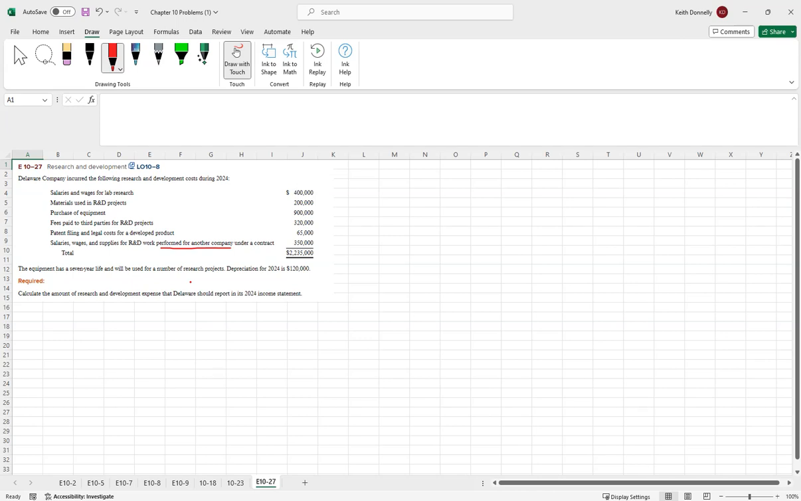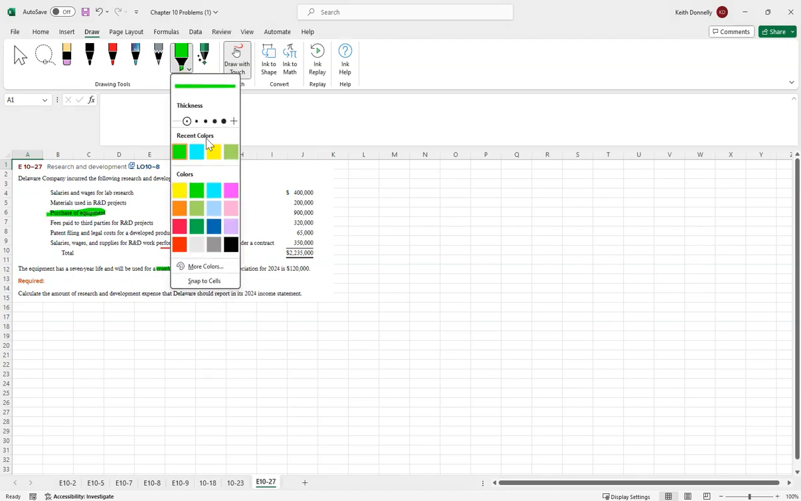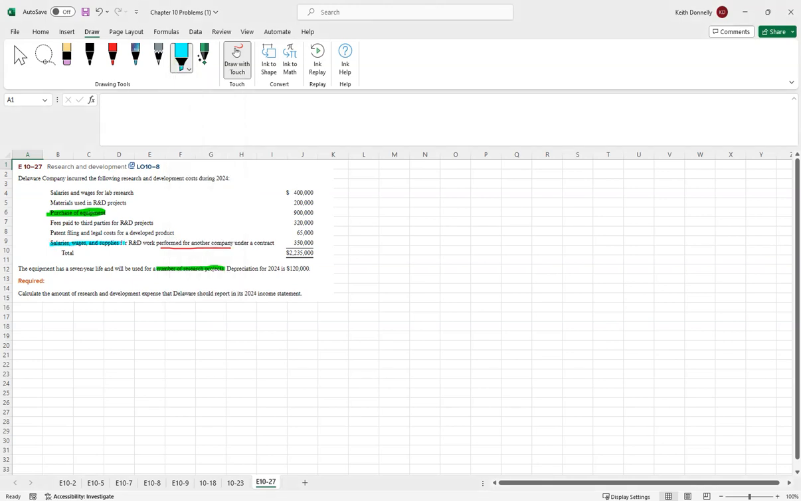What they tell us here is the equipment has a 7-year life and it will be used for a number of research projects. So these guys are going to be the outliers, the green one and the blue one. It says calculate the amount of research and development expense that they should report in 2024. Well, imagine we're Pfizer, working on a new vaccine for COVID, COVID 2.0.